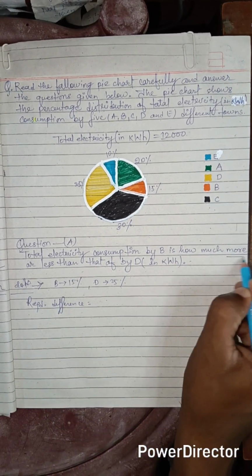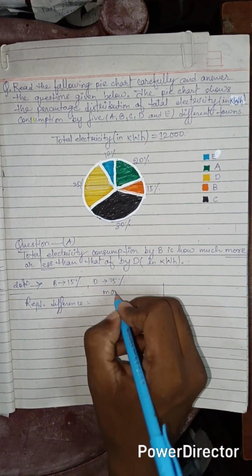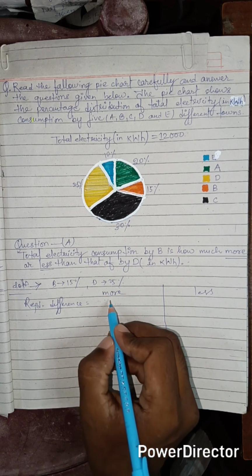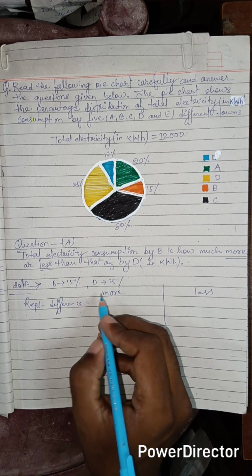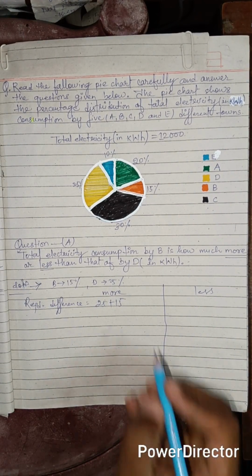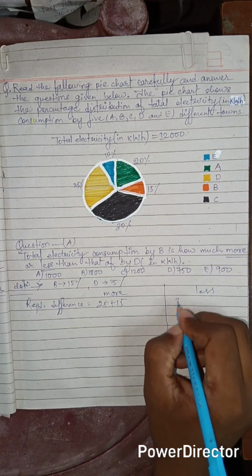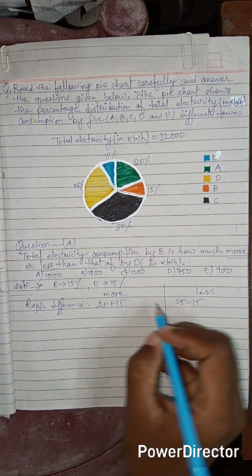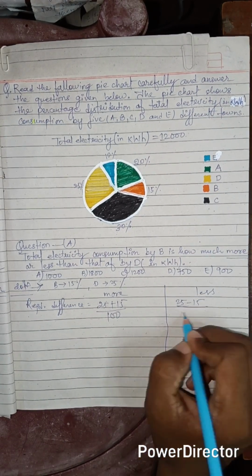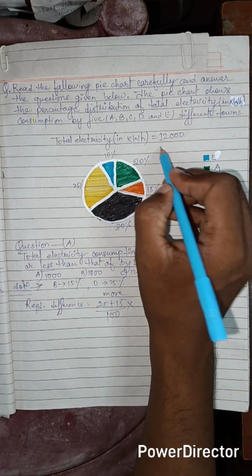First of all, it is talking about more and less, so we take two cases. For the more case we add 25 and 15, and for the less case we subtract 25 and 15. We know the value is given in percentage, so we divide it by 100.